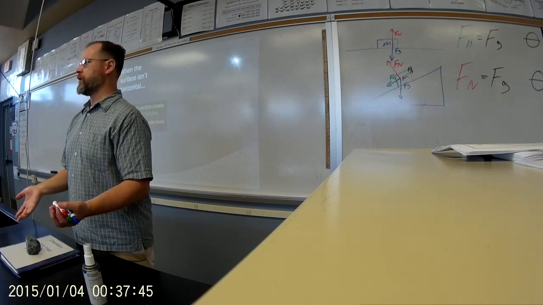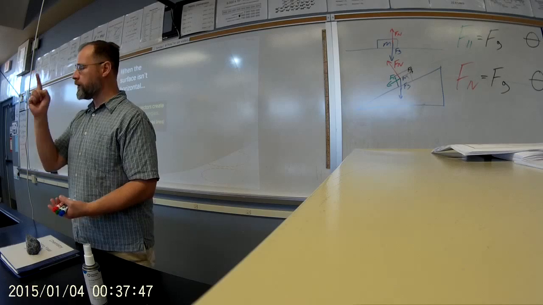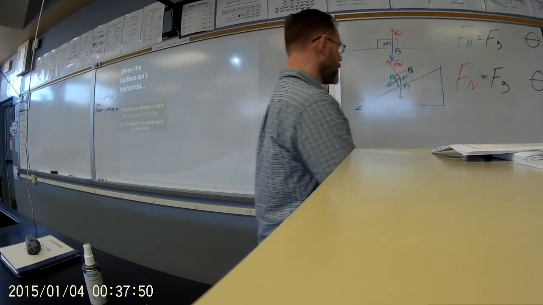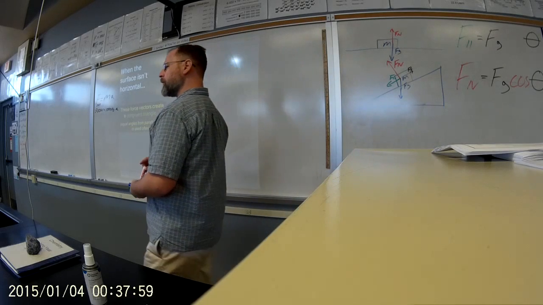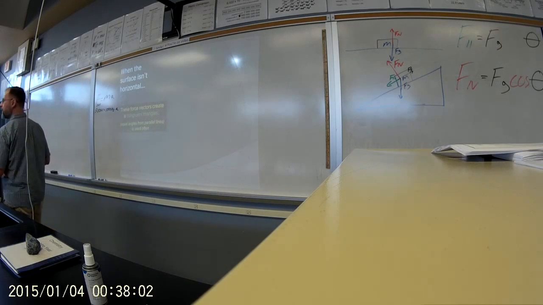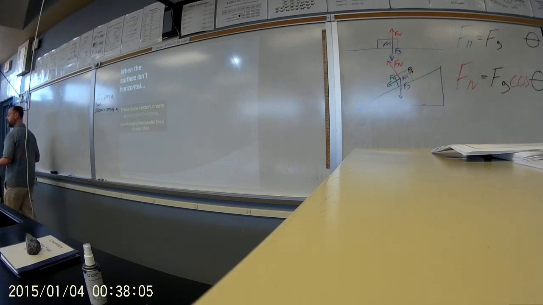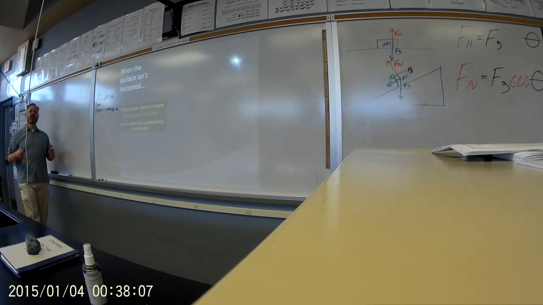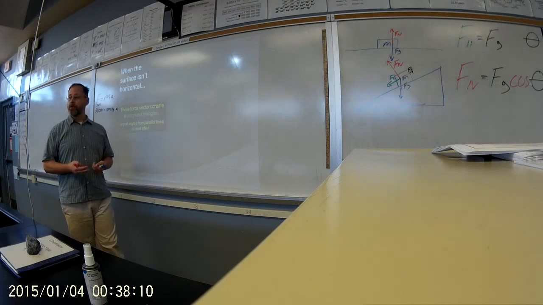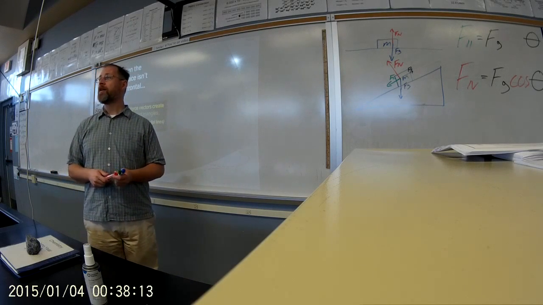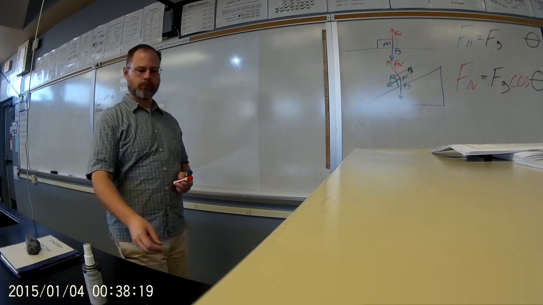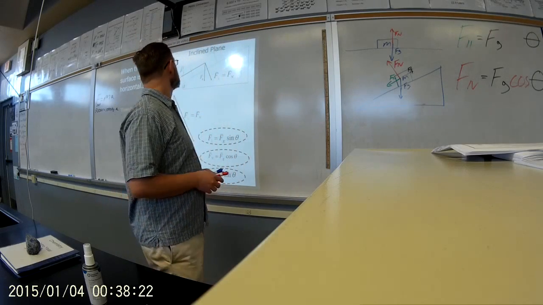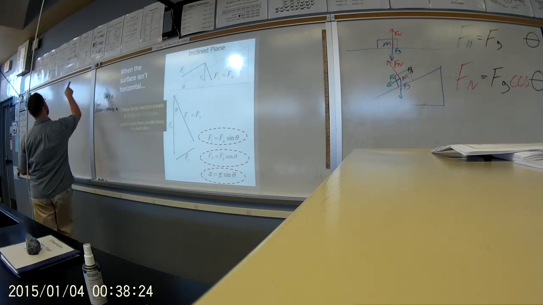What trig function when theta is 0 is equal to 1? So the force normal in an inclined plane is equal to Fg cosine theta. Force normal is equal to Fg cosine theta in a basic inclined plane. Some of you might have realized it's also right up there.